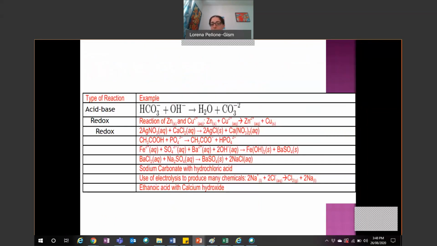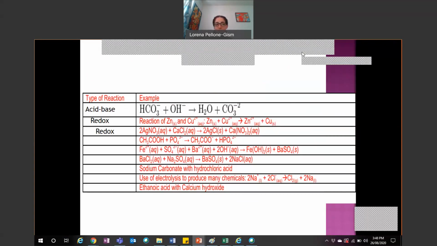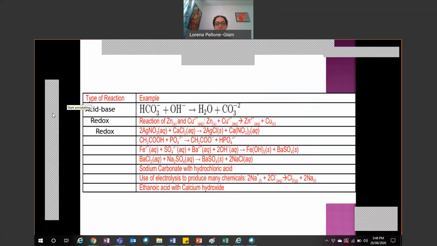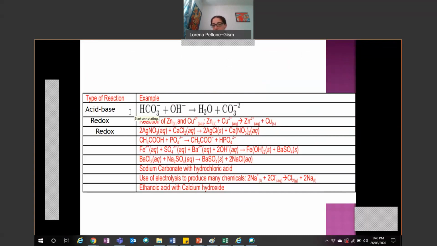Here are some reactions, and you don't have to write this out. As you can see, there's no taking notes icon. I just want you to be aware of what type of reactions these are. And I can use the text here, which is really good. These are reactions that we've looked at before. Some we've looked at, some we haven't.